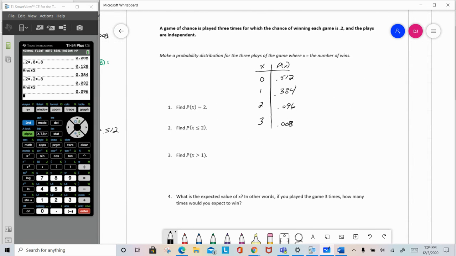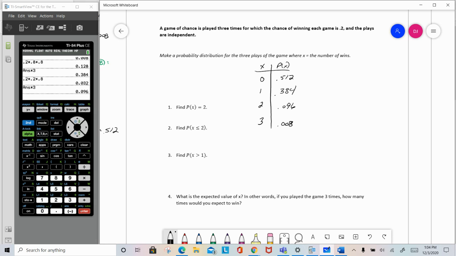Okay, so let's come back over to our sheet here. Now that we've made that probability distribution for those 3 plays, where we're going to get to in a little bit is a faster way to make that probability distribution than having to go to the tree diagram every time.